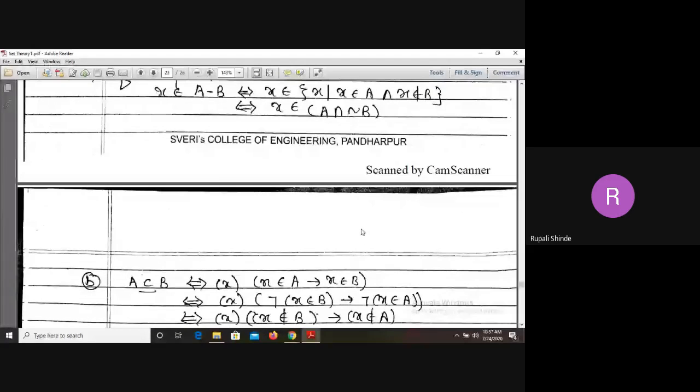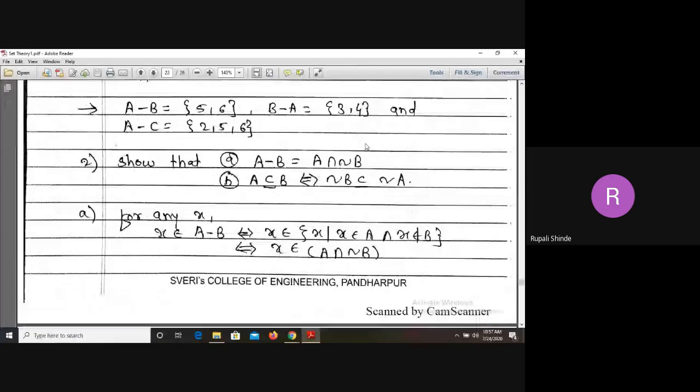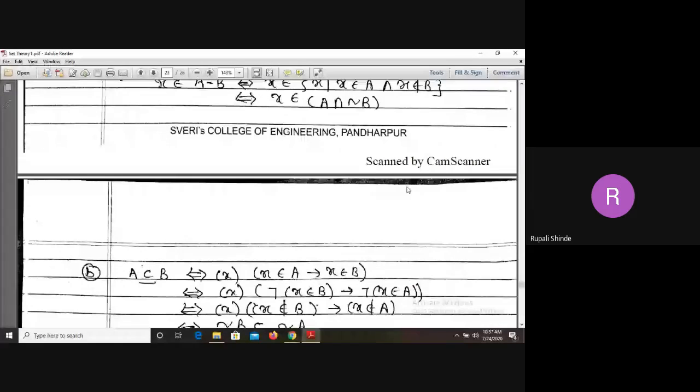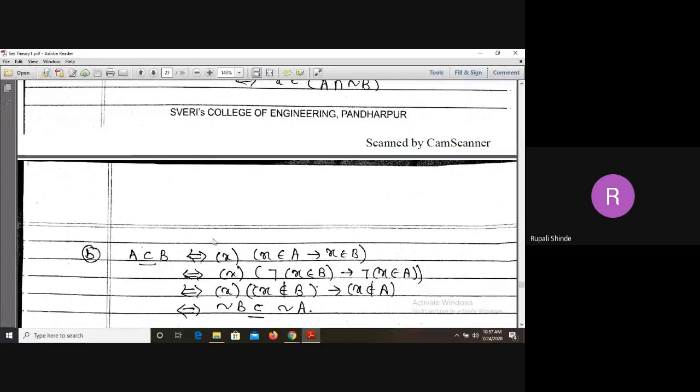So in this second proof, they ask: A subset of B is equivalent to negation of B subset of negation of A. So now we have to prove this second statement. The LHS is A is a subset of B. How can we write the equivalent form for this? Here we can replace this by the definition of subset. For any element x, if x belongs to A, then x belongs to B. This is the definition for A subset of B.